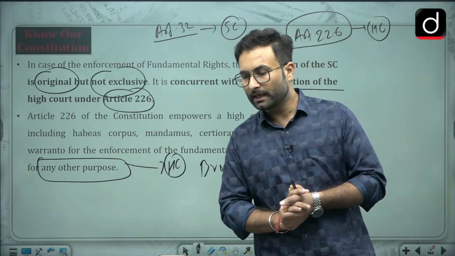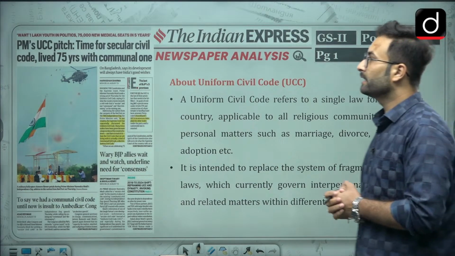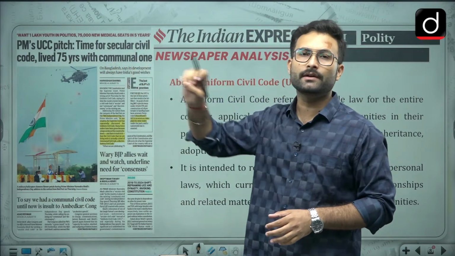Now we can move further to the discussion of the newspaper. We will see the first article, which is related to the Independence Day speech. We will see the highlights of the speech in the further slides, but as of now, in this article, they have discussed the UCC.